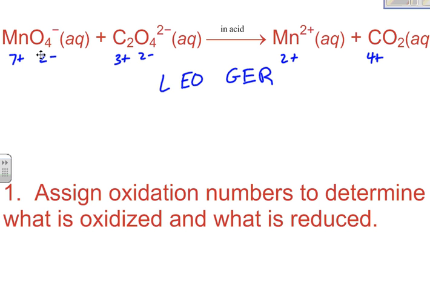So we can see that the manganese going from a 7 plus to a 2 plus has gained electrons, so that's the part that's reduced. And the carbon going from a 3 plus to a 4 plus has lost electrons, so that was oxidized.